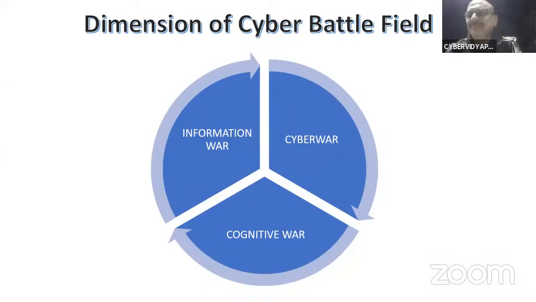So the world is full of complexity, and the complexity is visible in the current Ukraine crisis. It's all about cyber war, information war, and cognitive war. A combination of the three really makes it an entirely different war.